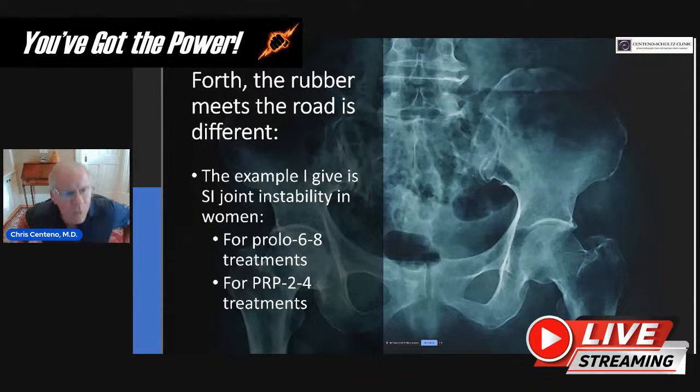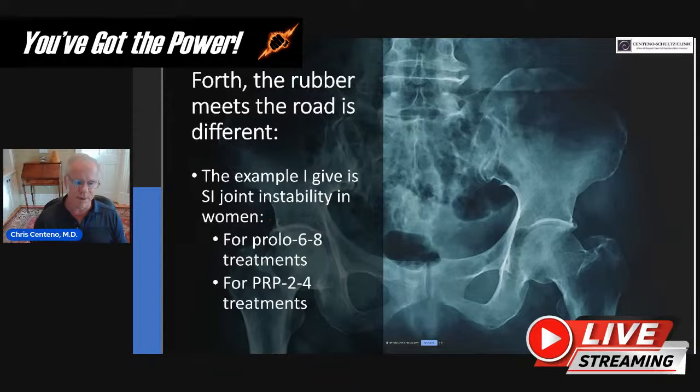Okay. And then fourth, the rubber meets the road here. Between these two, the number of treatments it takes to get to a problem that's solved is very, very different. What I generally do is look at SI joint instability and talk to patients about how many treatments it's going to take a woman to get into a completely healed zone if they have SI joint instability.